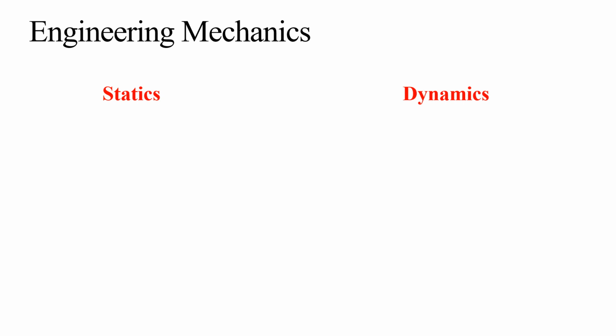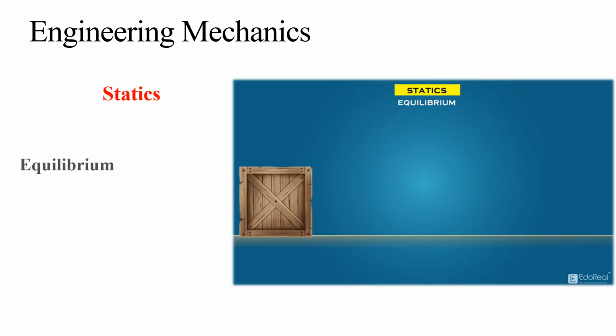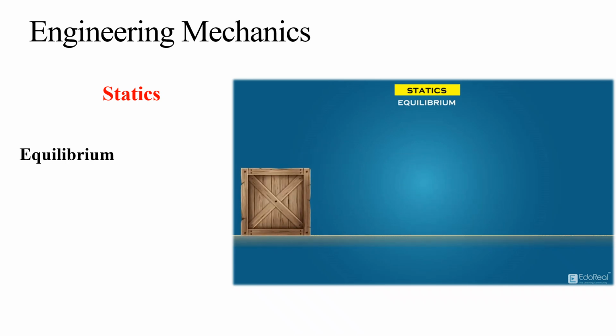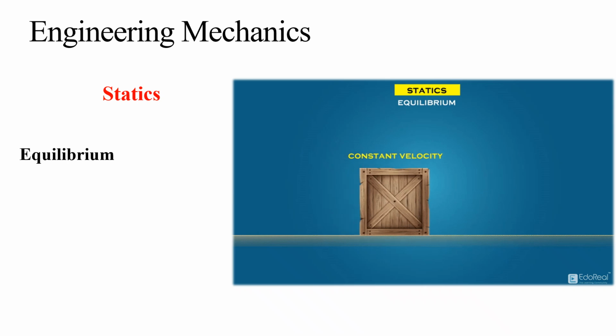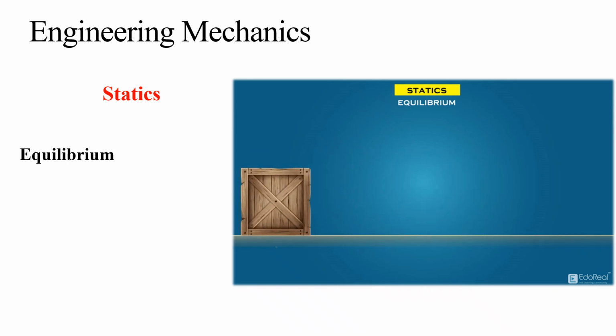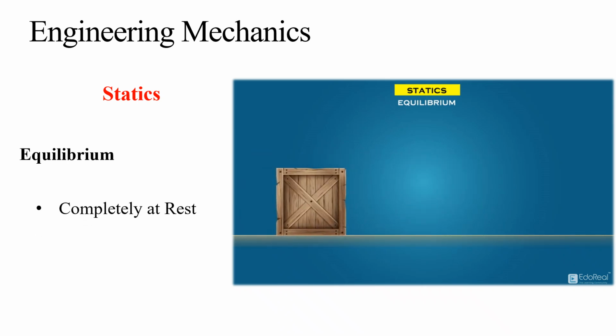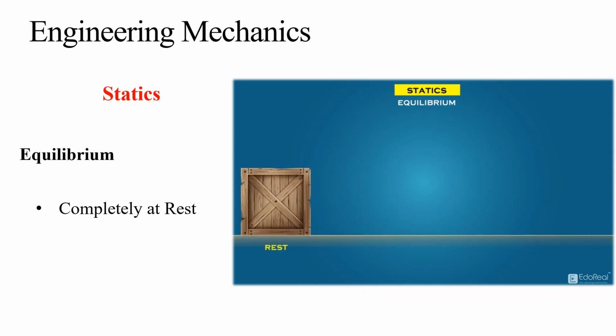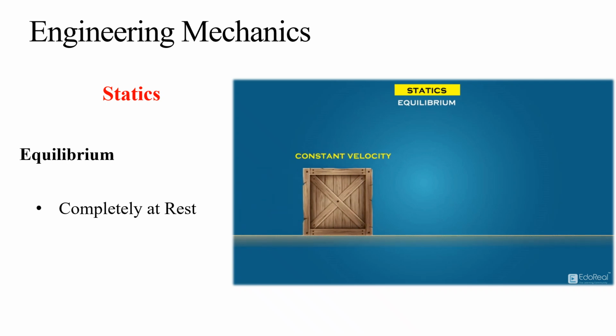One is statics and the second one is dynamics. Just to have a general idea of what both are, statics completely deals with systems in equilibrium, and we already know equilibrium is when a body or a box, as you can see, is either completely at rest or moving at a constant velocity with zero acceleration. If it is completely at rest, we would call the body in equilibrium.